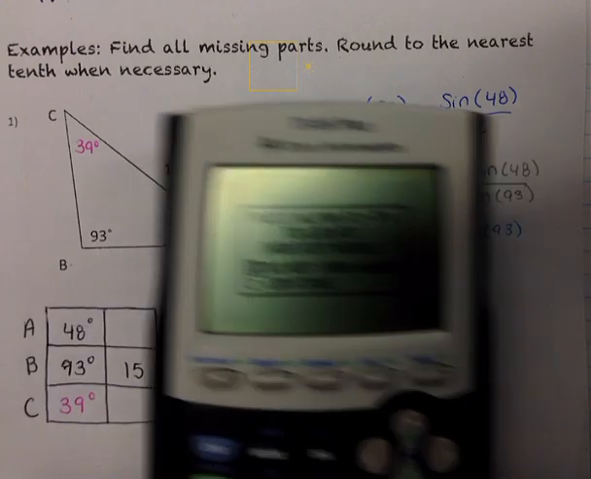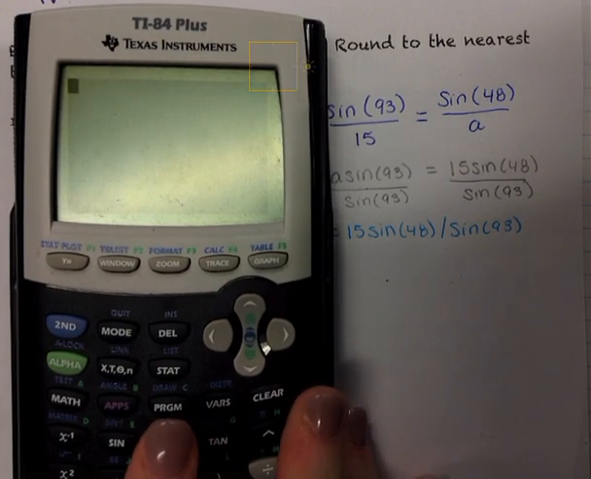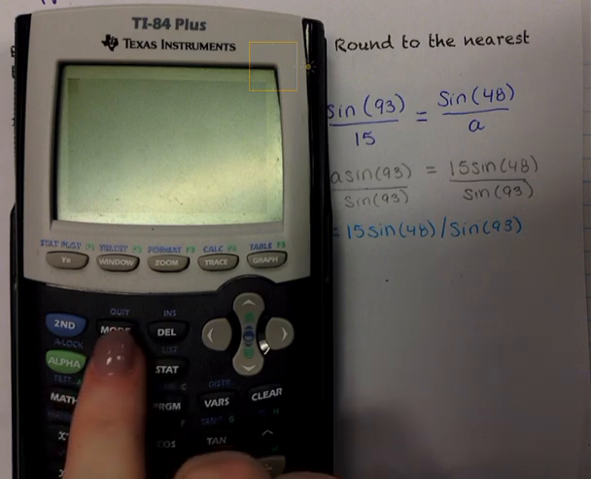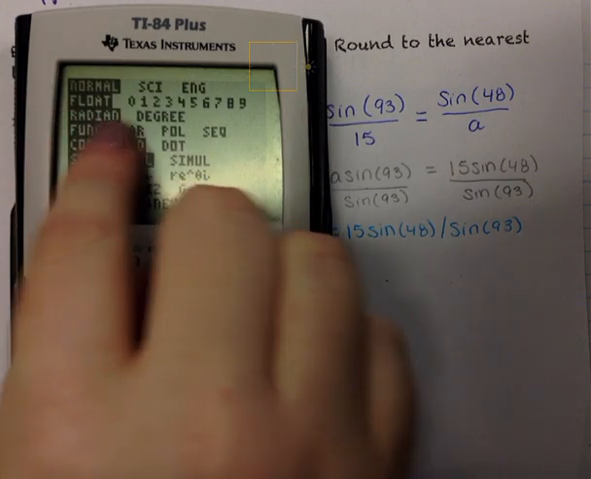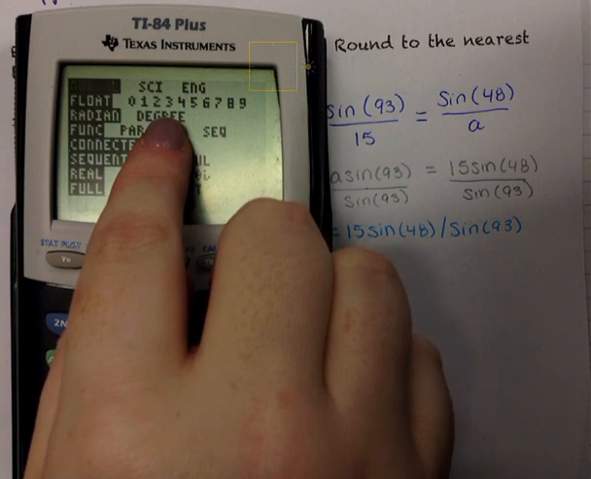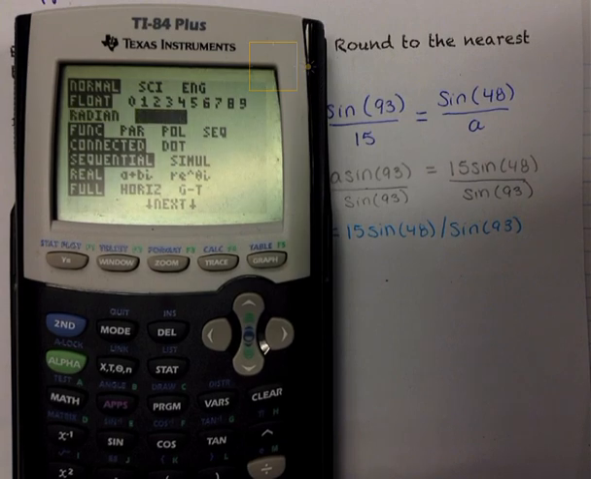Now I can just type that in my calculator. So I'm going to turn my calculator on. Now this should give us a side length. Since we're using sine and cosine, I do need to check what mode my calculator is in. So I'm going to go to mode. And right now it is in radian mode. I need it in degree mode since we're dealing with 48 and 93 degrees. I go down to degree, click enter on it. Now it's in degree mode.